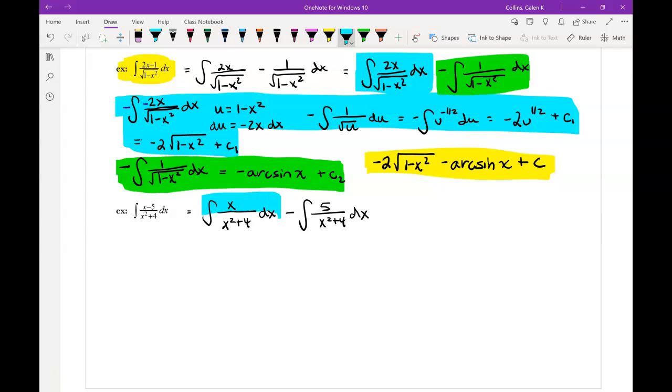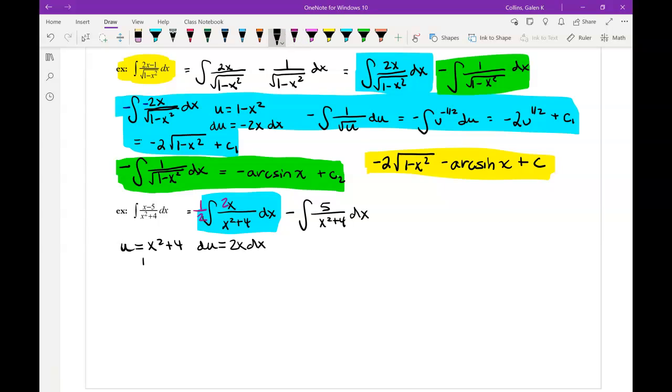So again, in this first term, I notice that I've got an x squared on bottom and x on top. That's going to make me think u-sub. So I'm going to try u equals x squared plus 4. So du would be 2x dx. So if I need a 2 in my integrand, I could just put that 1/2 out front.